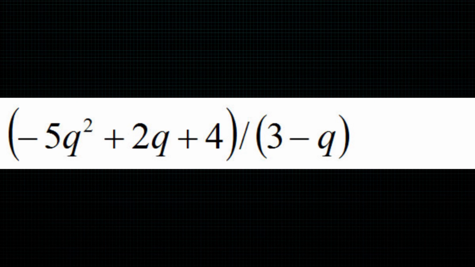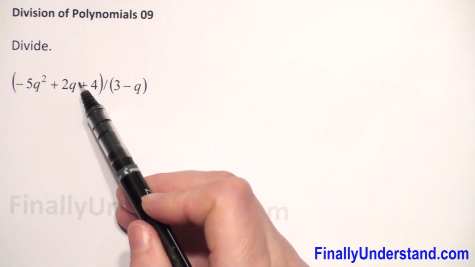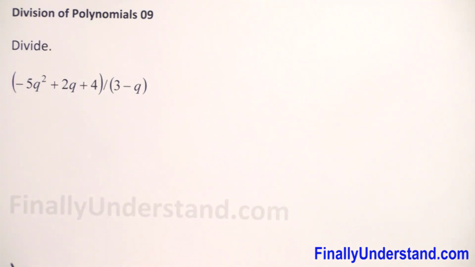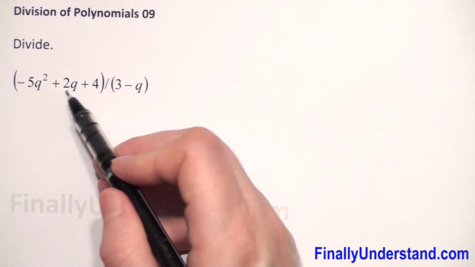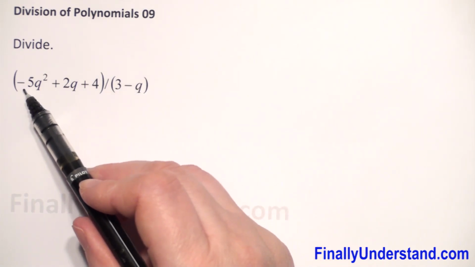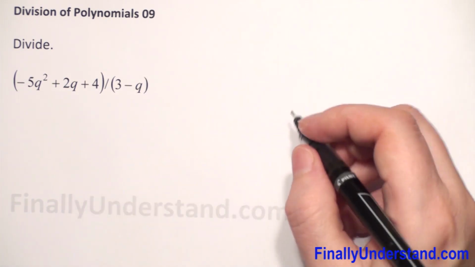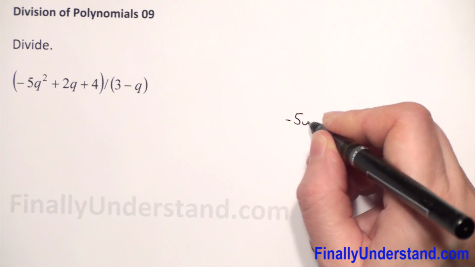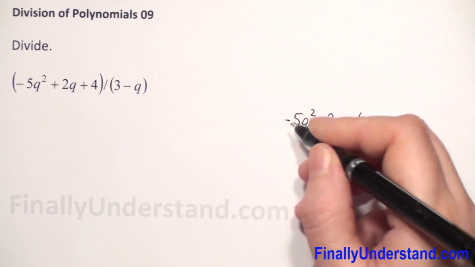We have division of polynomials because we have positive powers, 2 and an invisible 1, so we can do long division. This is our dividend, and this is our divisor. We always have to have the polynomial in decreasing order. First is okay, so we will copy negative 5q squared plus 2q plus 4.